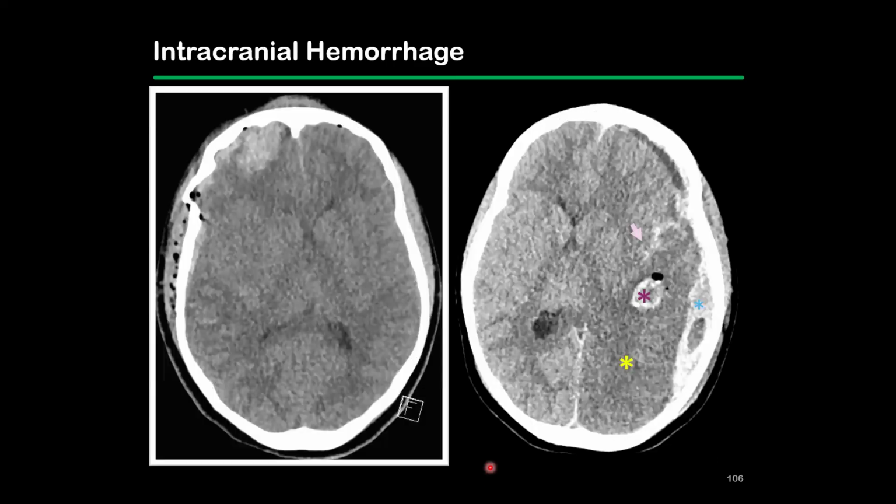Here are some examples of intracranial hemorrhage. This kid fell and hit the front of their head. So here's their scalp hematoma. They have an intraparenchymal hemorrhage in their right frontal lobe. They also have a subdural hemorrhage that's present along this right convexity with a little bit of pneumocephalus. And you can see that there's a little bit of midline shift.